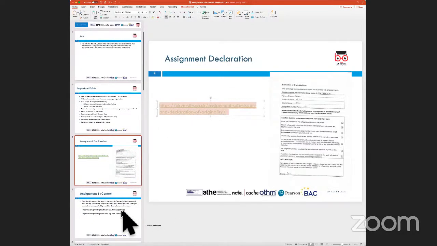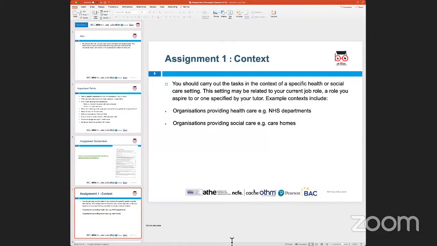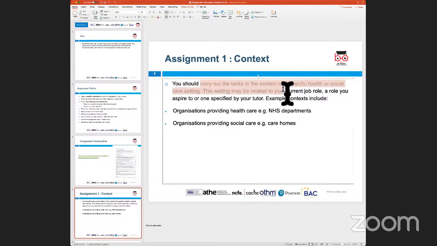Now, when we look at going into the details of the assignment brief, what we are primarily focusing on is discussing some of the tasks and activities which have been given. The first part that we looked at says you should carry out the task in a specific health or social care setting. That's where the need for an organization comes into view, and you will have to have an organization in mind. You can't just say NHS.